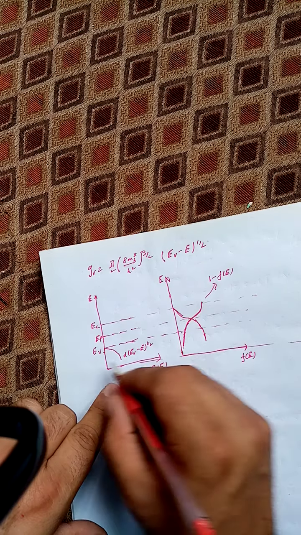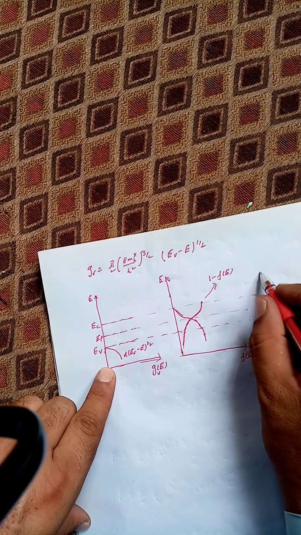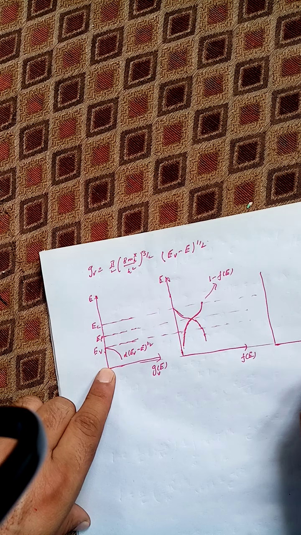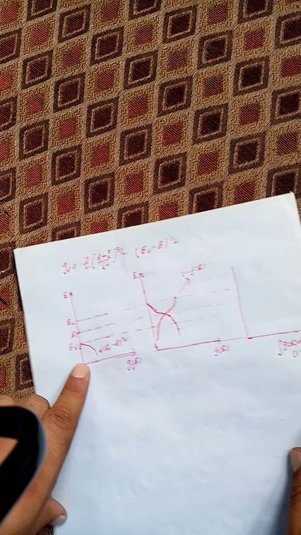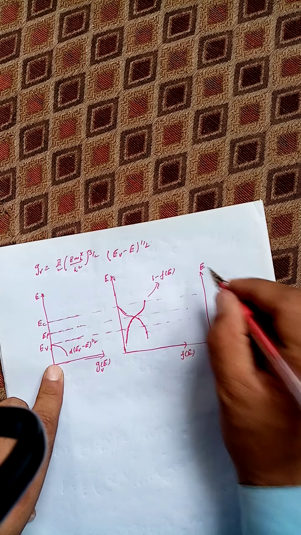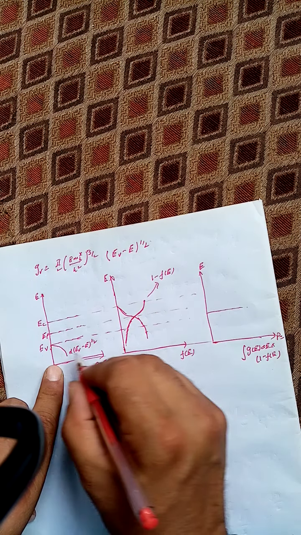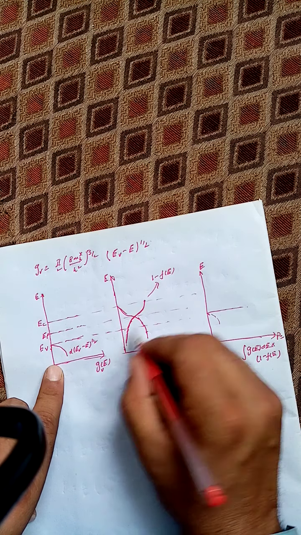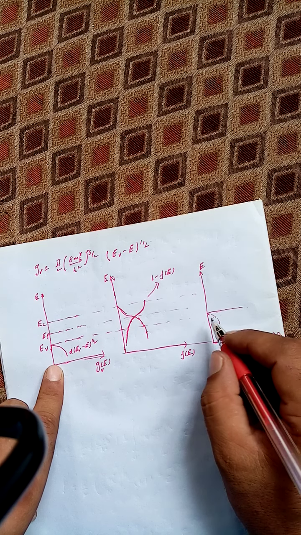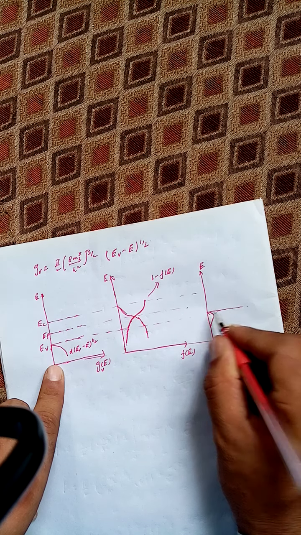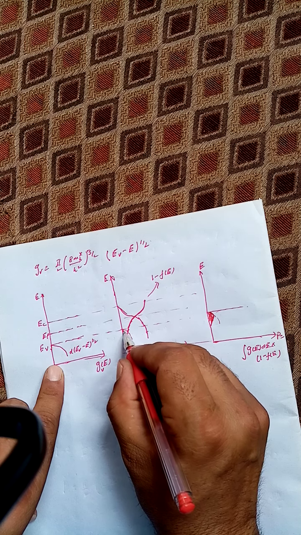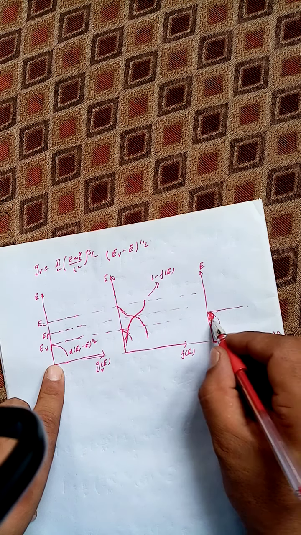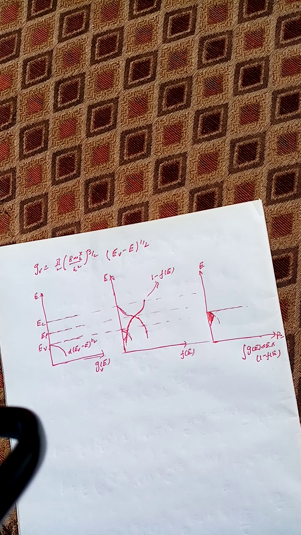Now if we intersect this graph with this one, we get the product G of E dE times 1 minus F of E, which in the integral basically gives us the number of holes, and on this side we have the energy. So here if I plot this one and this one, we get the density of states like this, the density of holes in the valence band. So the density of states is like this. So this is all about the concentration of holes in the valence band. Thank you.